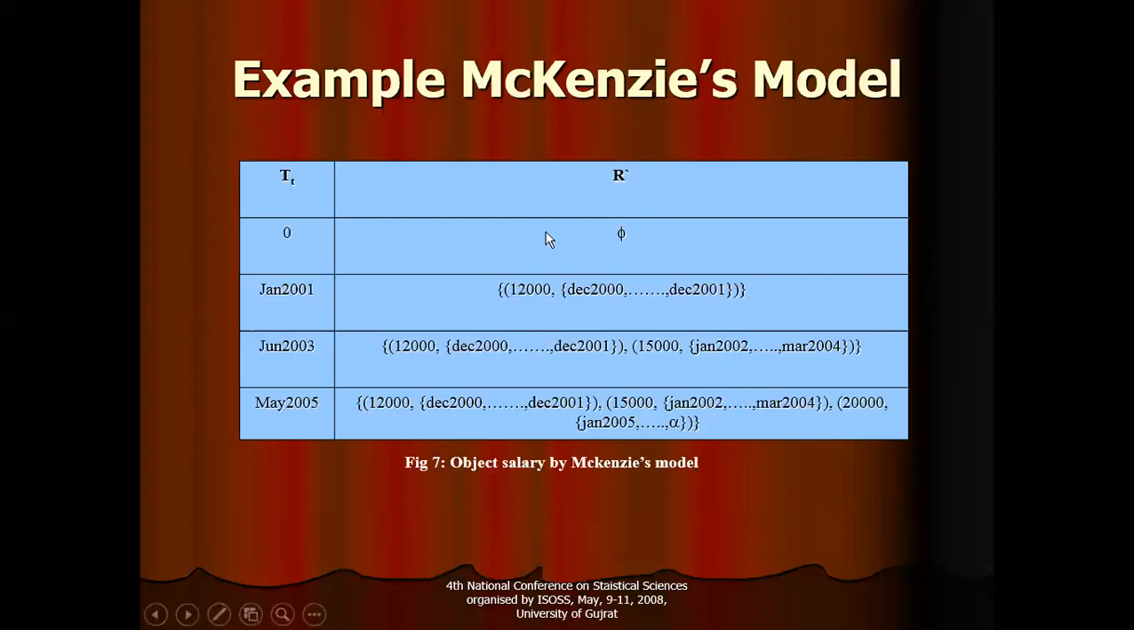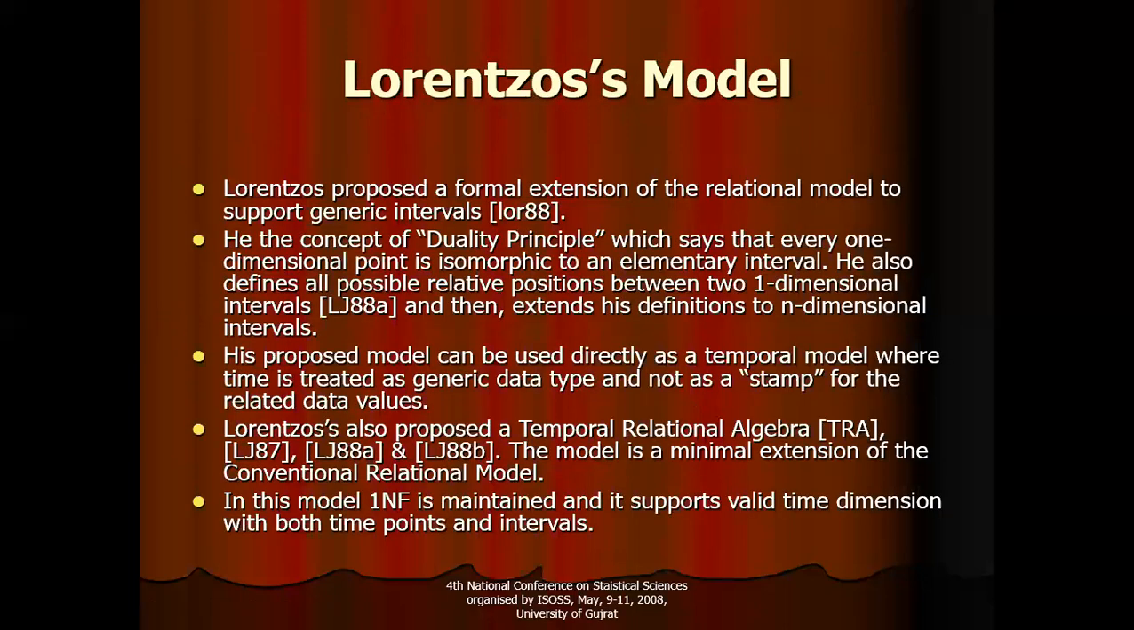So at 0, we have no values which were available in the temporal relation, so it's a null set. And in 2001, we have these values available. So that is the transaction time. In June 2003, we have these values. In May 2005, we have these values. So every time those values are repeating. But in this model, the difference is that every temporal relation or the set valued attributes are related to a transaction time. So that is the concept of the McKenzie model.